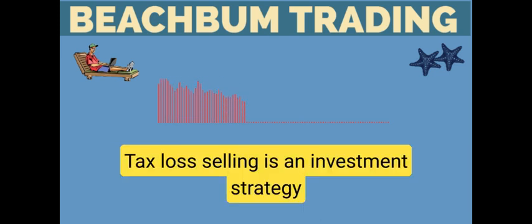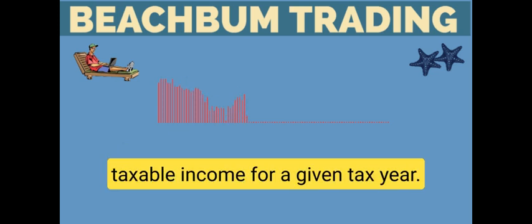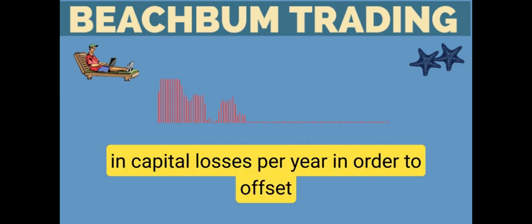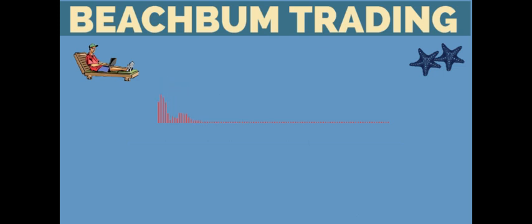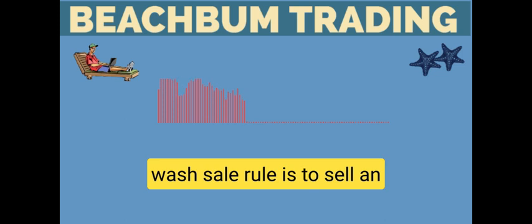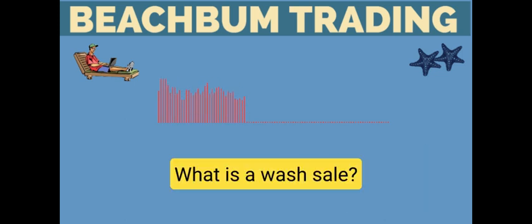Tax loss selling is an investment strategy that can help an investor reduce their taxable income for a given tax year. Investors may be able to claim up to $3,000 in capital losses per year in order to offset their taxable income, if they are married filing jointly. A common strategy for avoiding violating the wash sale rule is to sell an investment and buy something with similar exposure. What is a wash sale?